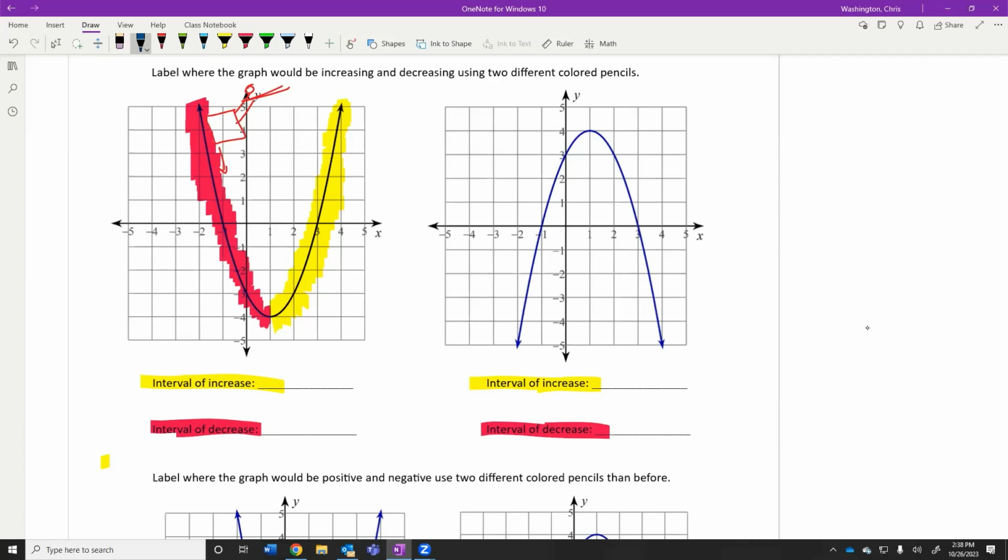And we would be decreasing from negative infinity to the vertex. And we're always going to use the x values for the intervals of increase and decrease. So from negative infinity to 1, my graph is decreasing. So how would we write that? From negative infinity to 1, and I'm going to use parentheses.